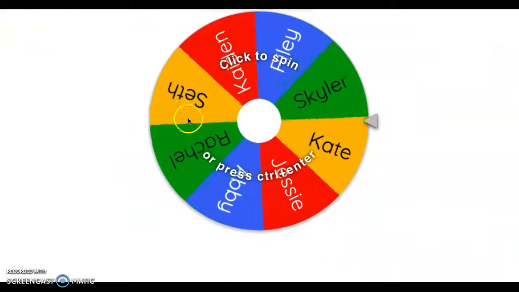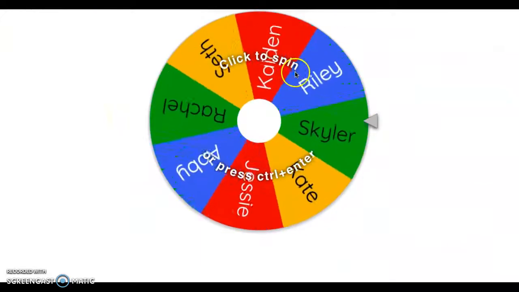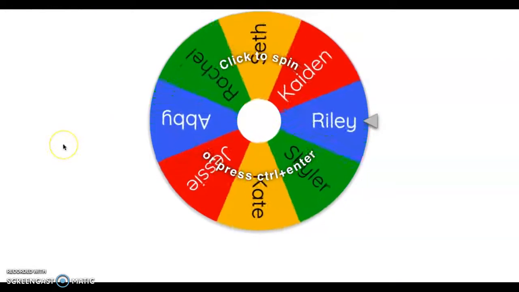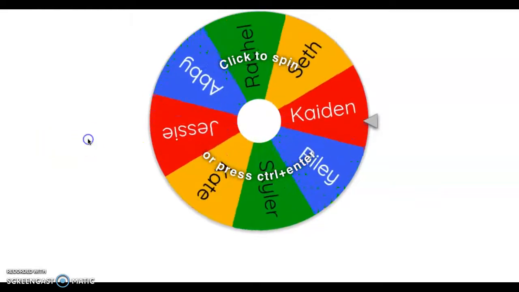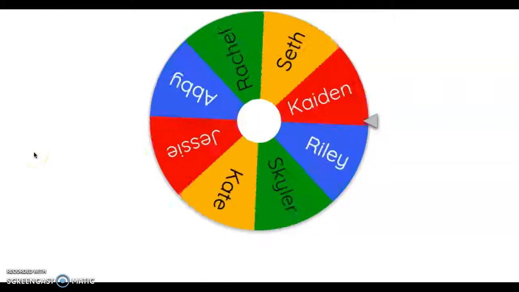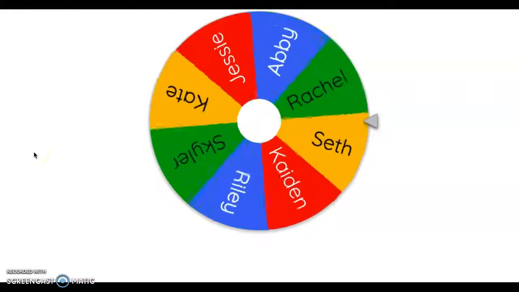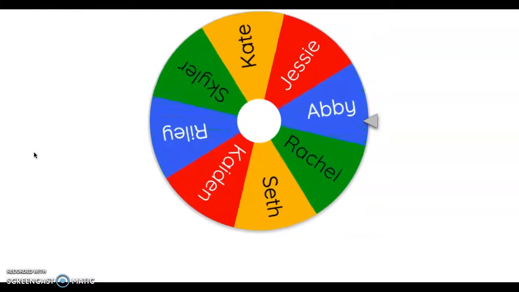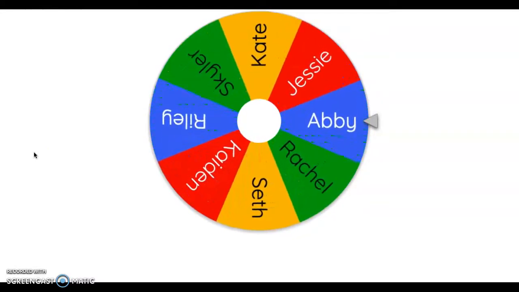So I like to hit full screen. And then it says click to spin or press Control plus Enter. So I usually just click, it's super easy. Click right in the middle. It spins around. It's really exciting. Who's it going to land on? And it's Abby, right? Okay.